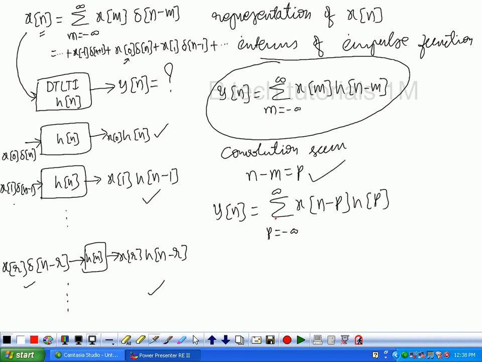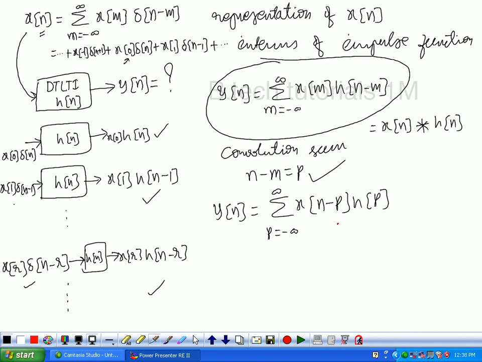Substitute n minus m equivalent to p in this equation. Then p tends to minus infinity to plus infinity because m is tending from minus infinity to plus infinity, so p will also take the same values. So here this first equation is represented as x of n convolution with h of n.